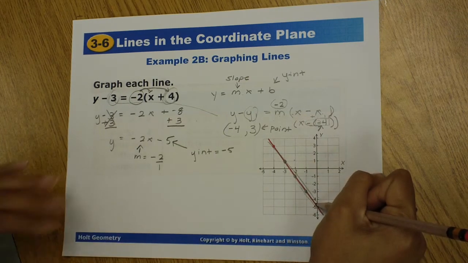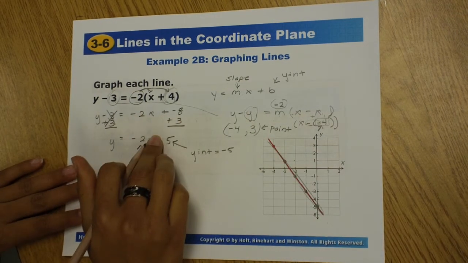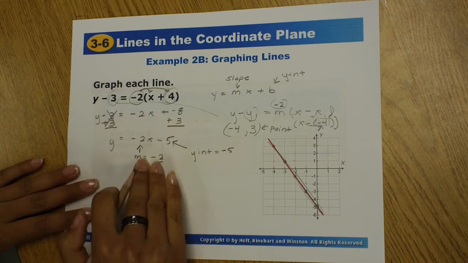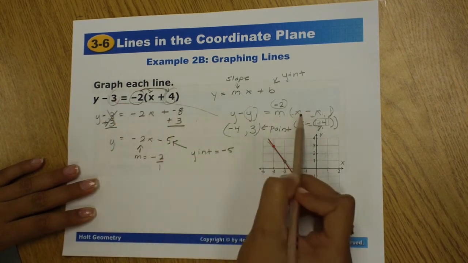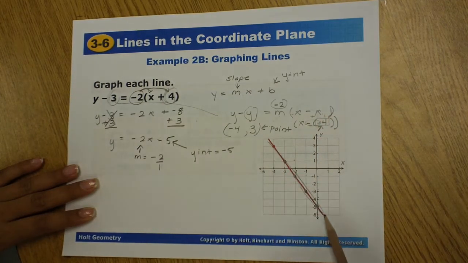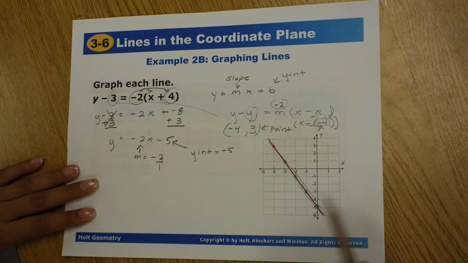So you've got two options. You can either use slope-intercept form, which is what we did first, or you can use point-slope form and then pull apart each section. You can see that they both give you the same line.